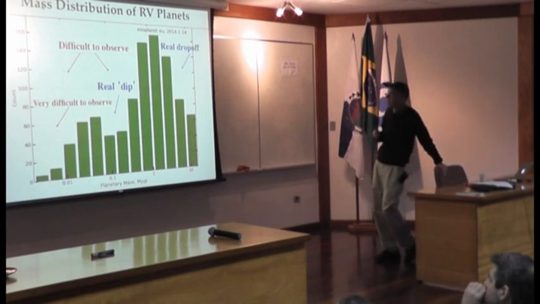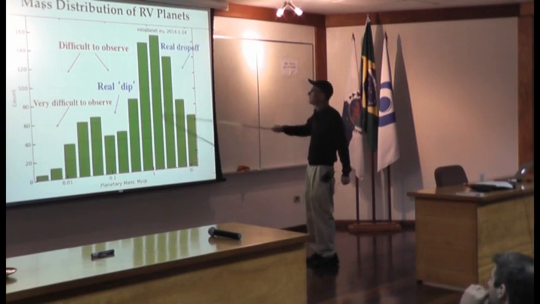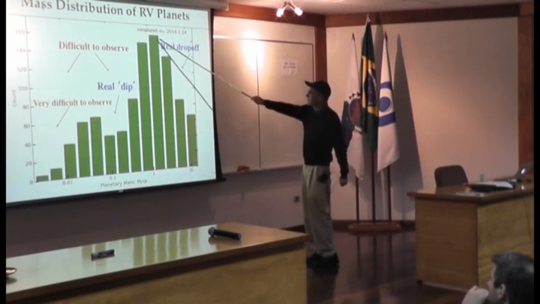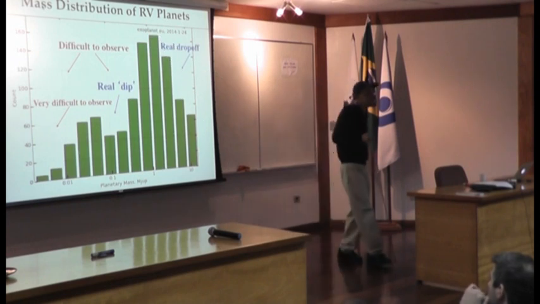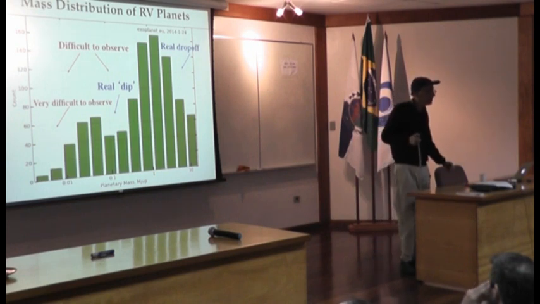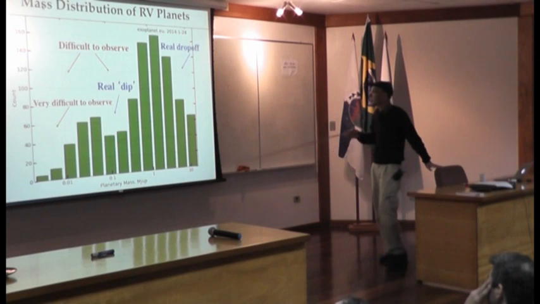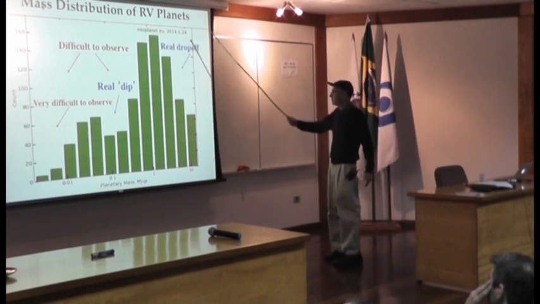This is the mass distribution of radial velocity planets. These are bins of a factor of 2 in mass. So read here, between 1 and 2 Jupiter masses, there have been a little over 160. And by mass I mean m sin i, the minimum mass. So you see the peak at Jupiter mass. It's a fairly broad peak.